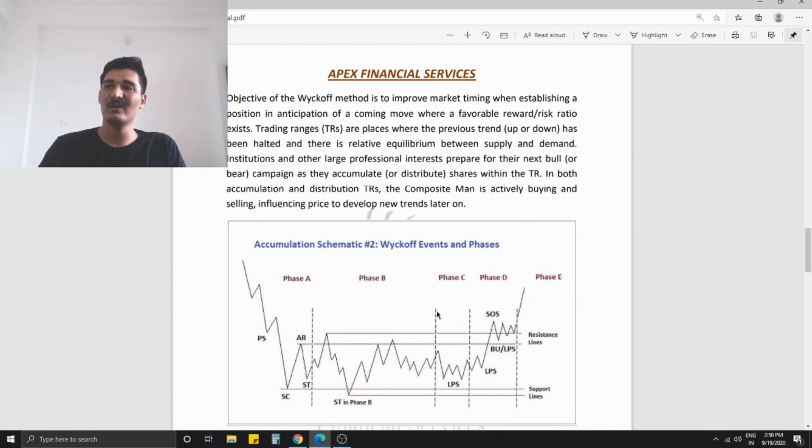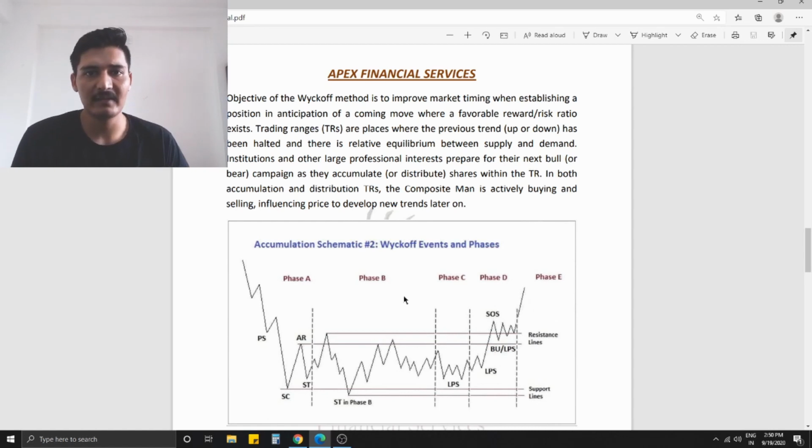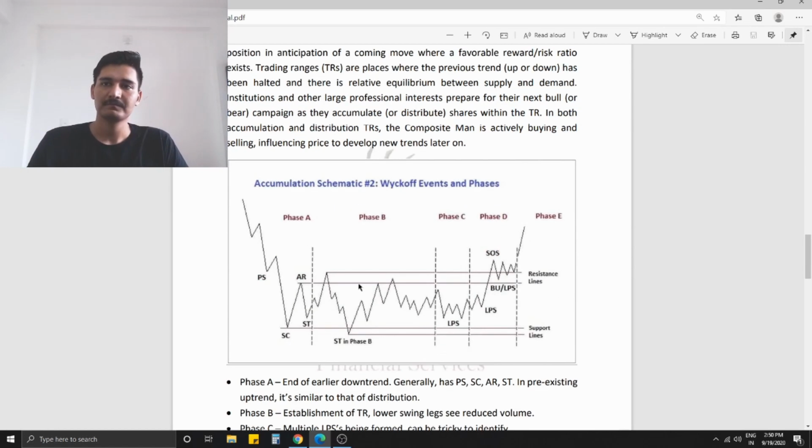Then at the very end, you have phase E, which results in a complete breakout of the trading range, or TR, that was established in phase B, which results in a complete reversal from the initial lower high of phase A to the new higher high, higher low established in phase E. But again, that is just me explaining.